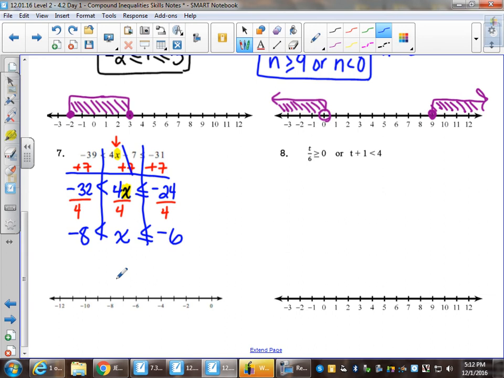If it helps to see it without those lines, we just rewrite it underneath. X is greater than or equal to negative 8 and less than or equal to negative 6. You know you're done when x is by itself. Let's graph. This is an and, so I know x is between two numbers. So open circle on negative 8. X is greater than negative 8 and less than or equal to negative 6.